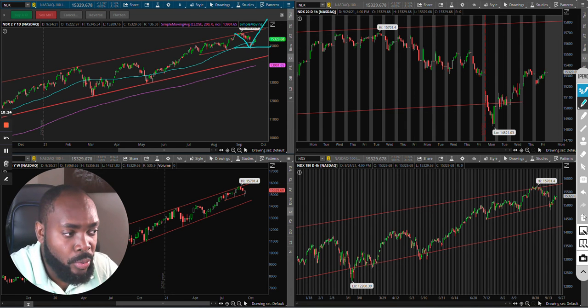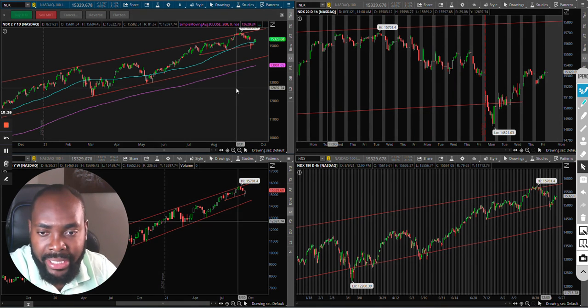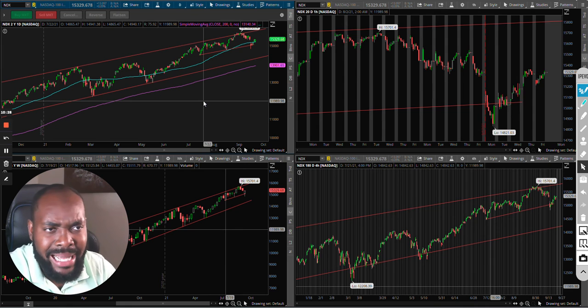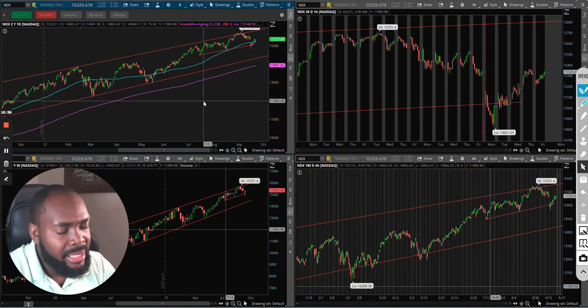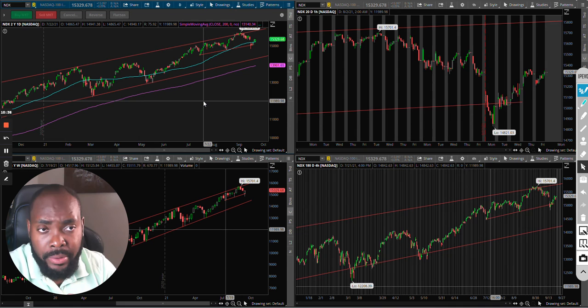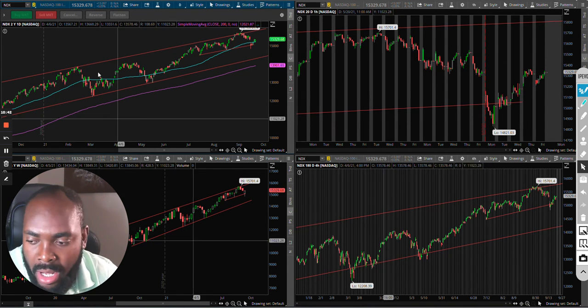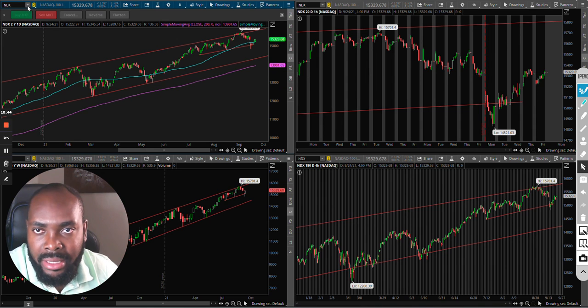All right, so that's what I'm looking at for the Nasdaq, still sitting above its 50 exponential moving average. We're looking for it to continue moving up and take back the upper resistance of the trend. All right, let's keep it going. Let's look at the Russell 2000.